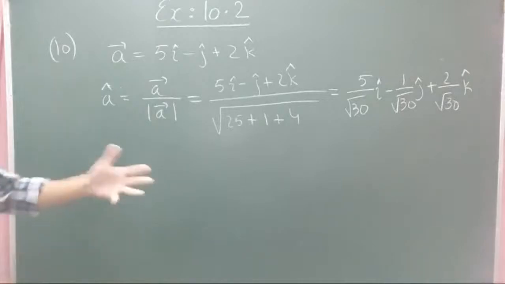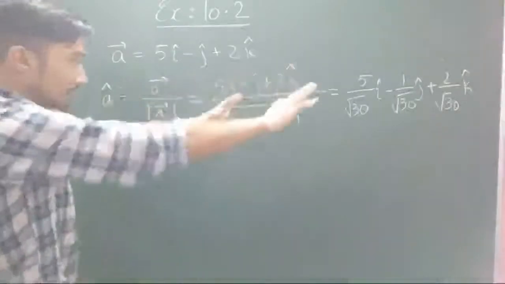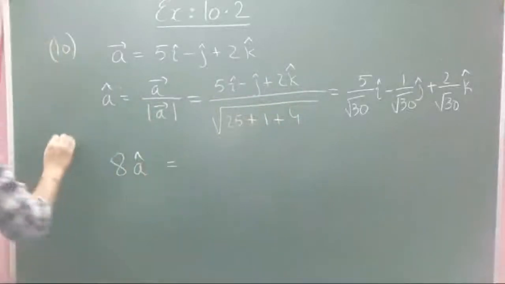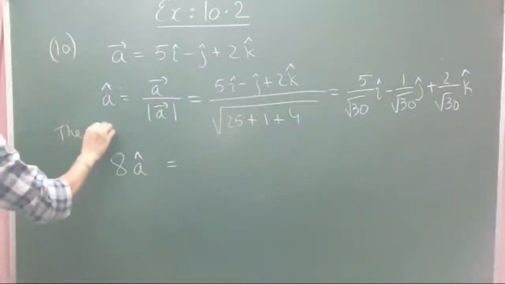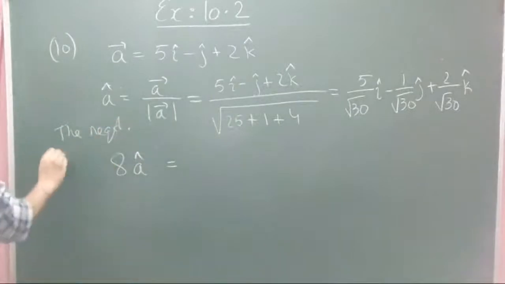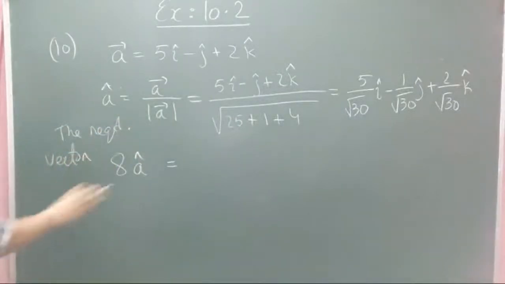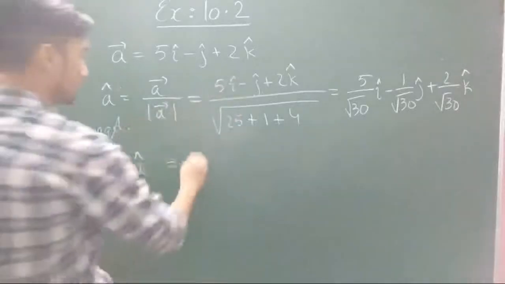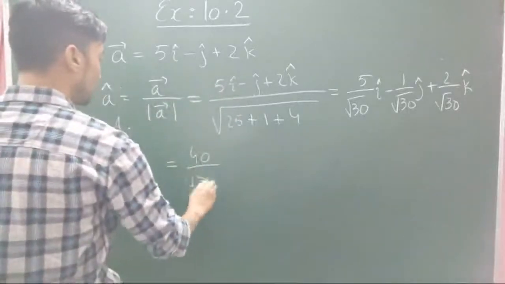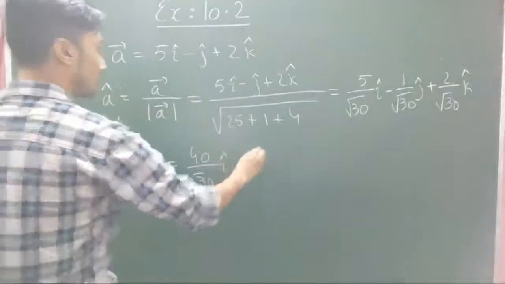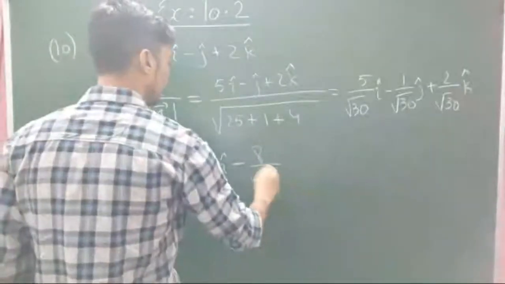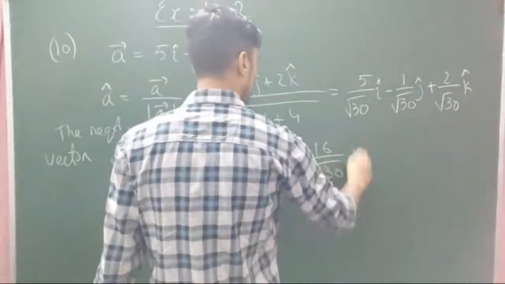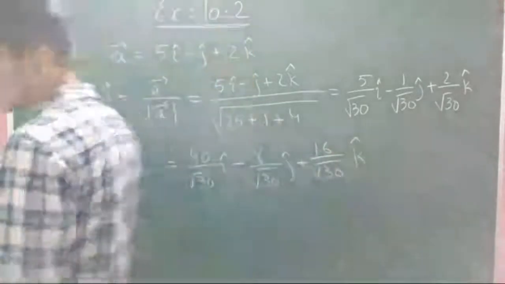Now this time I want a vector in the same direction with magnitude 8. So I'll just multiply by 8. The required vector will be 8 times A cap. So if I multiply it by 8, 8 fives are 40 by root 30 i minus 8 ones are 8 by root 30 j plus 8 twos are 16 by root 30 k. Okay, so another simple question again.